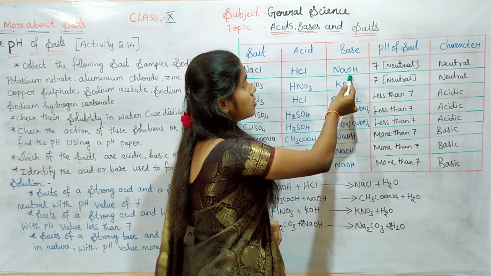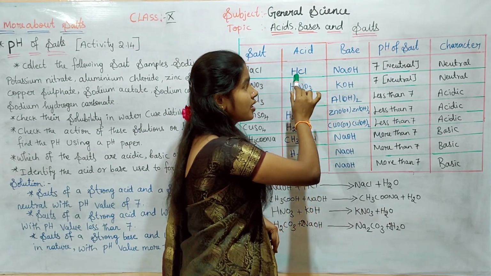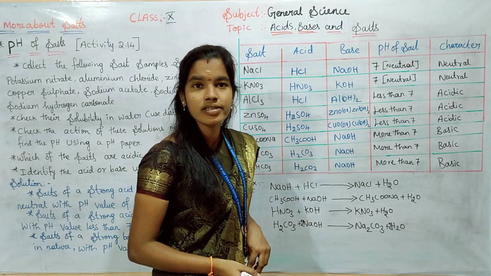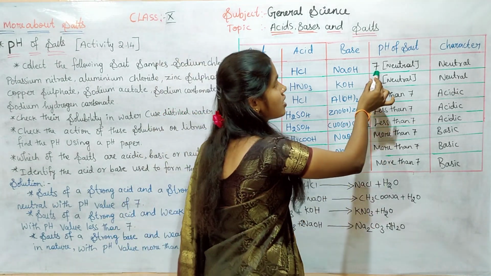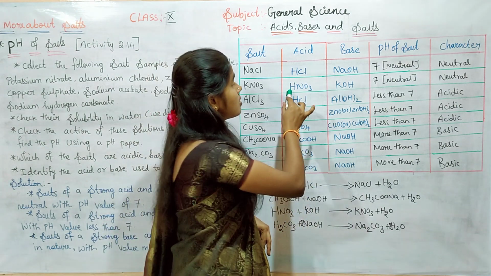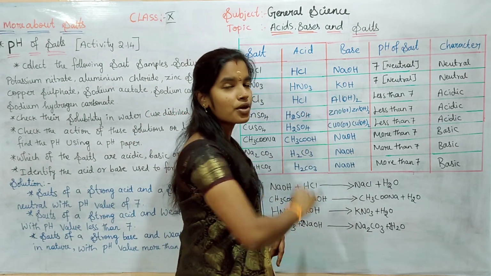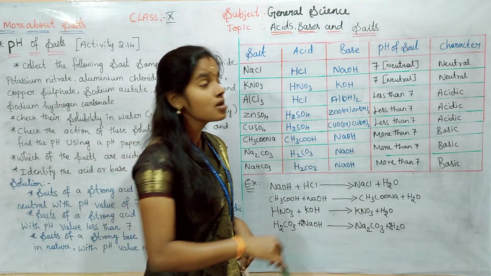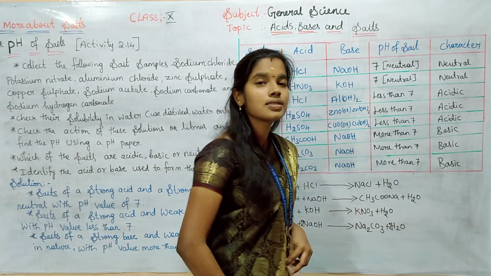So this sodium hydroxide reacts with hydrochloric acid. These are both a strong acid and a strong base, so the pH is 7, which is nothing but neutral. Okay, and this nitric acid and potassium hydroxide are also a strong acid and a strong base. Their pH is also 7.